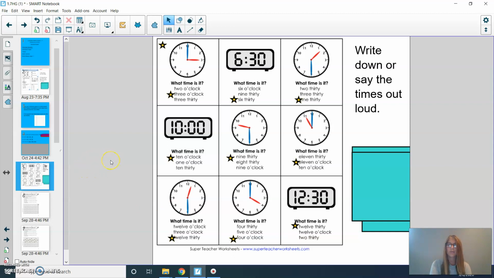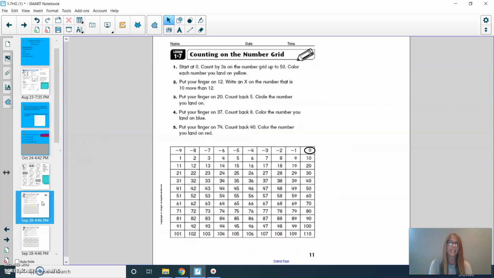We'll continue to work more on clocks in future lessons. The next thing we're going to do is take a look at that Math Master page 11. If you don't have the Math Master page, then I want you to follow along with me. You can kind of point to the different boxes on my page. But otherwise, if you can follow the directions on your Math Master page, that would be great.